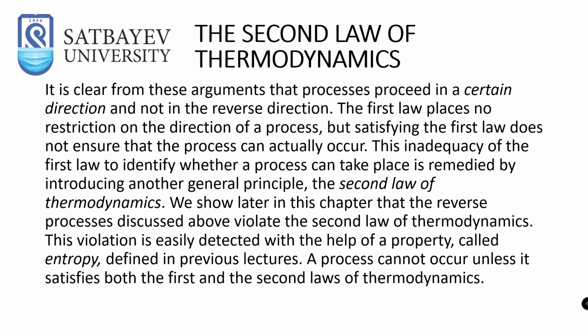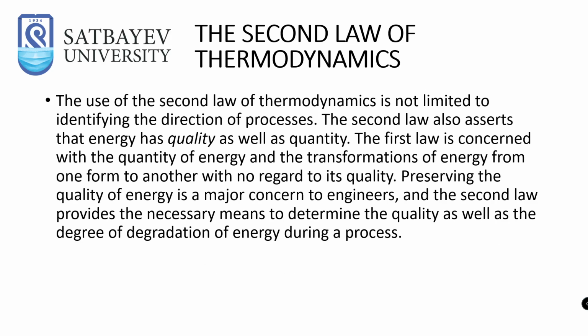This inadequacy of the first law to identify whether a process can take place is remedied by introducing another general principle, the second law of thermodynamics. We show later in this chapter that the reverse process discussed above violates the second law of thermodynamics. This violation is easily detected with the help of a property called entropy, defined in previous lectures. A process cannot occur unless it satisfies both the first and the second laws of thermodynamics.